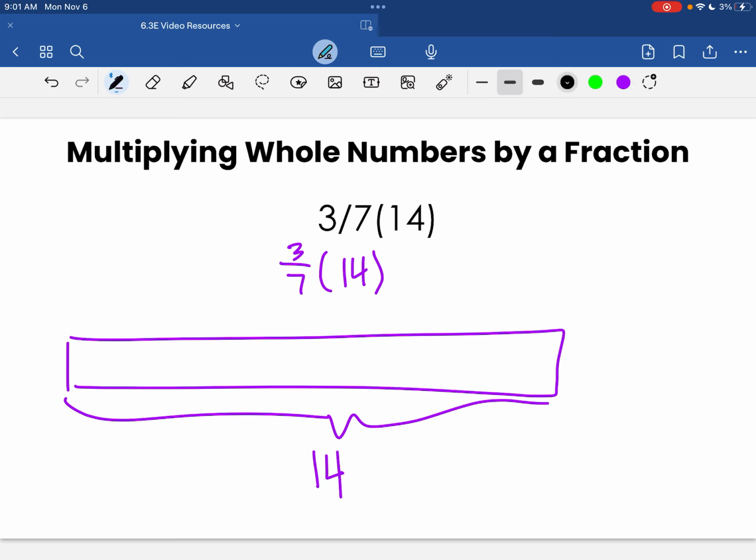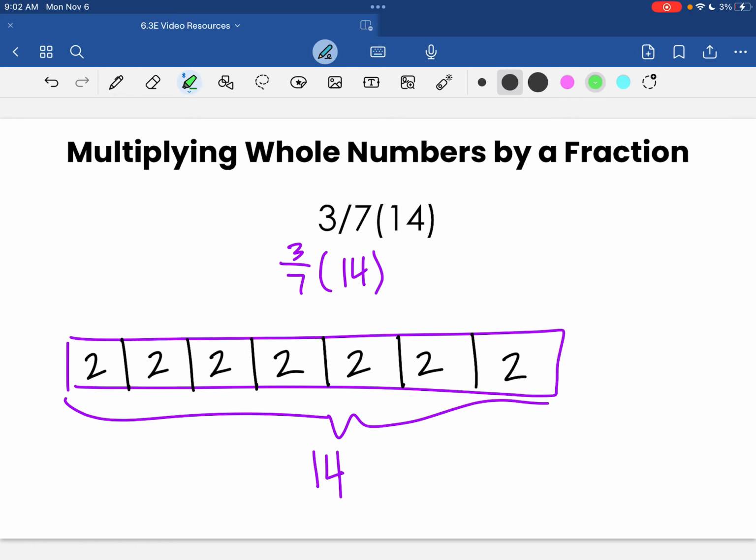So I need to break this strip diagram into 7 pieces. 1, 2, 3, 4, 5, 6, and 7. We're going to actually make those look a little bit neater because they need to be equal parts. 1, 2, 3, 4, 5, 6, and 7. So I have 14, and I've cut this strip that represents 14 into 7 pieces. So I see that I can divide 14 into those 7 pieces, so each one is worth 2.